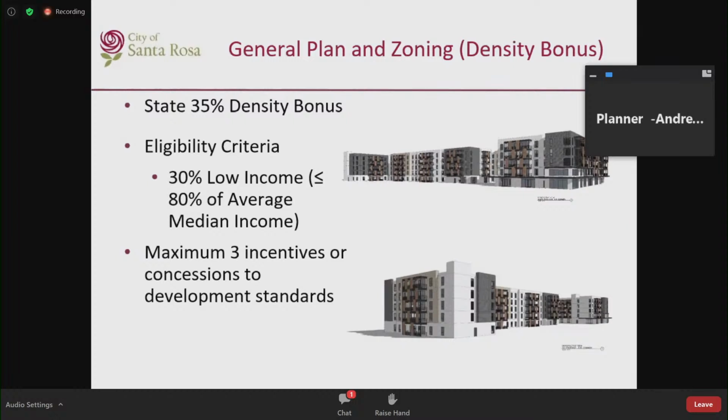In order to achieve the proposed density, the project does require a 35% density bonus. The eligibility criteria is that at least 30% of the units must be low income, and that would be less than 80% of the average median income. And if eligible, then the project would receive a maximum of 3 incentives or concessions to applicable development standards.